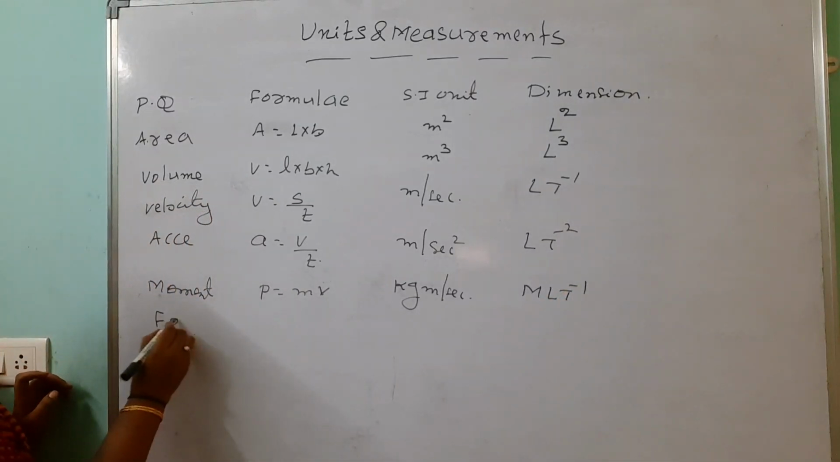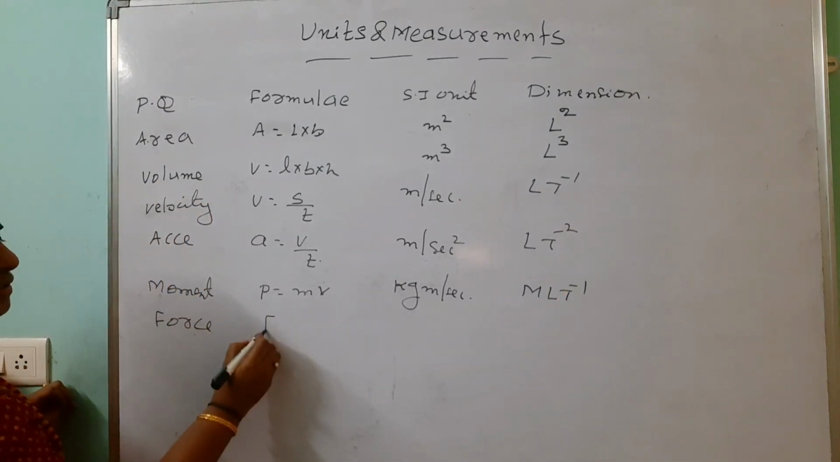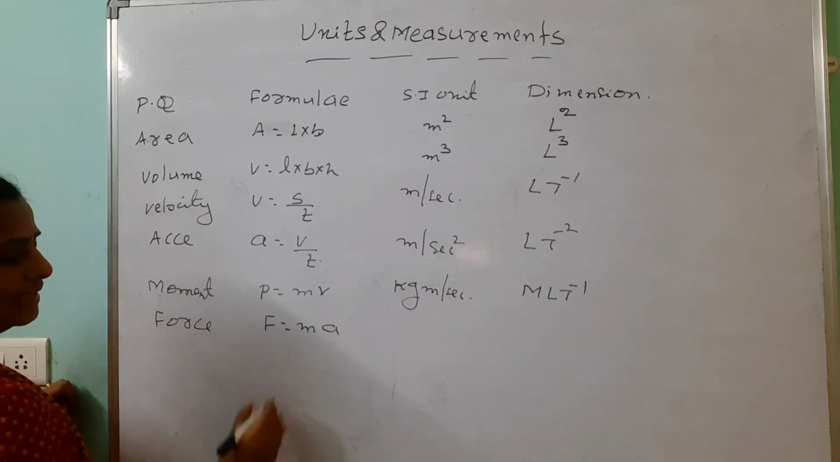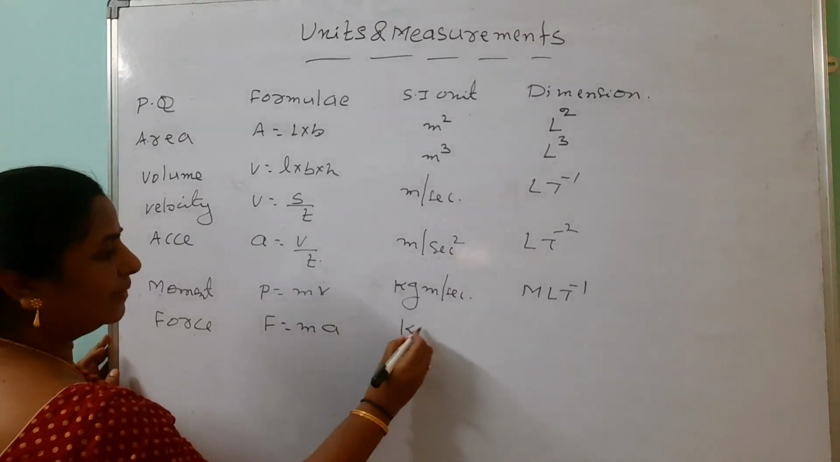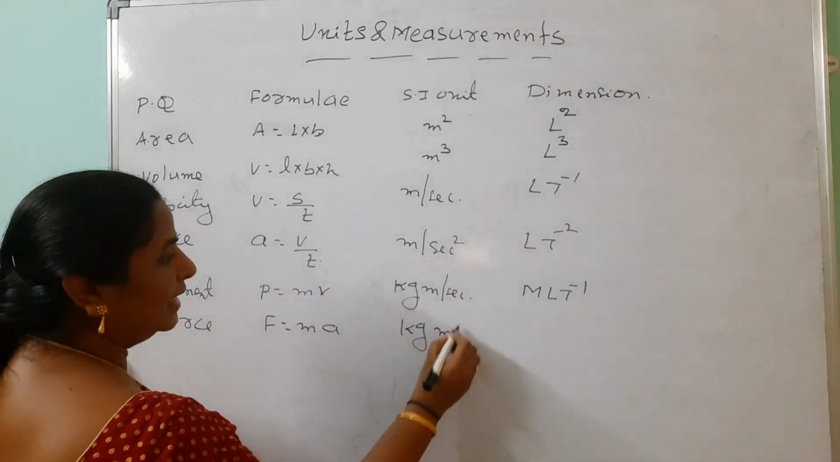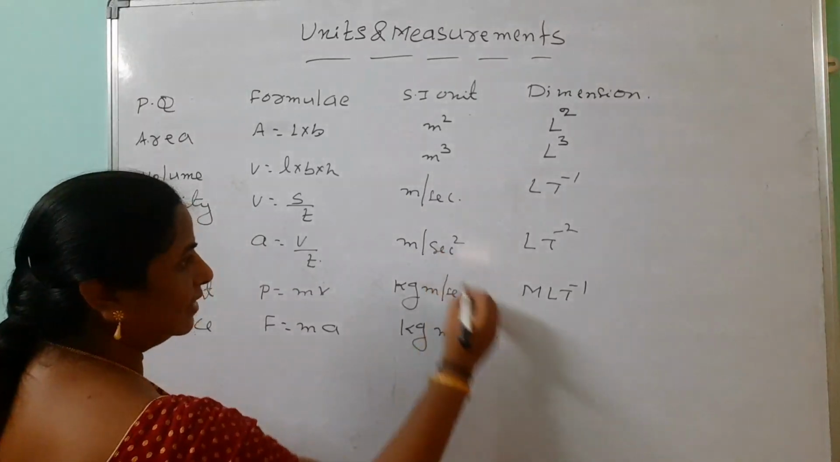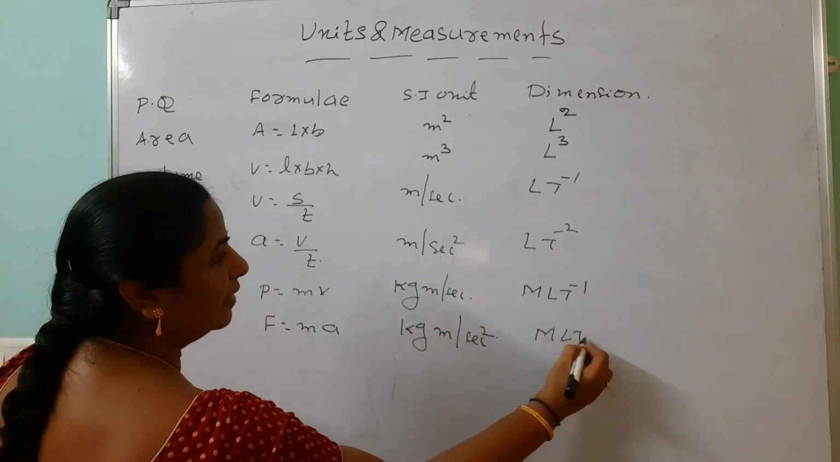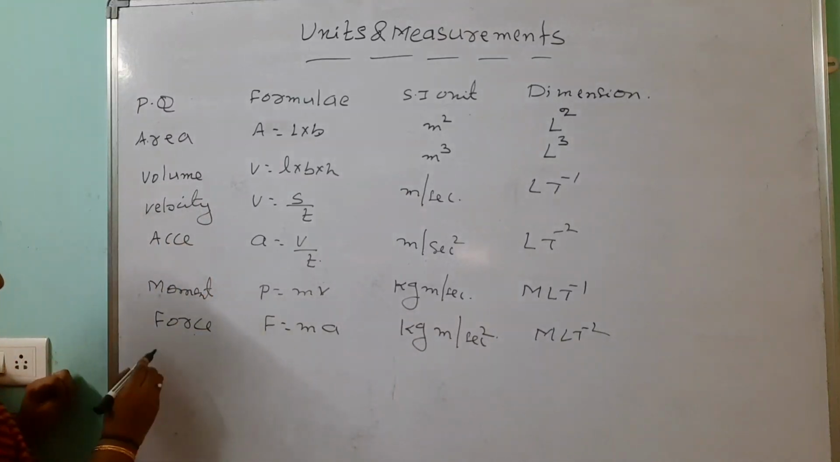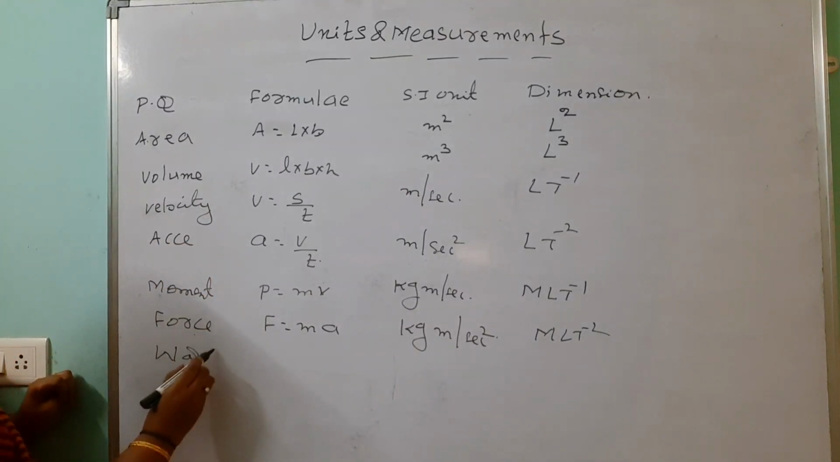Like that force. Force, what is the formula? Mass into acceleration. Mass is kg. Acceleration is meter per second square. Just now we know that. So M L T power minus 2.